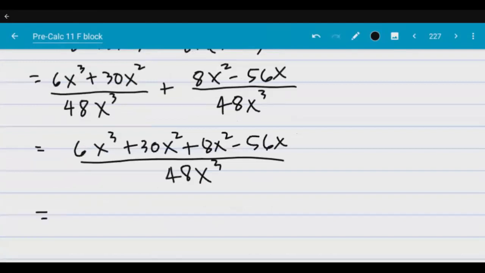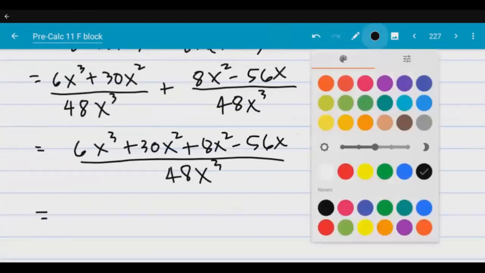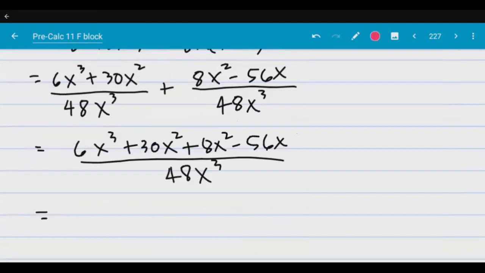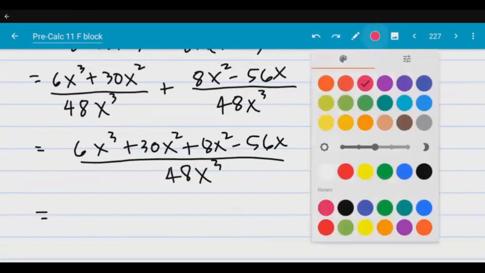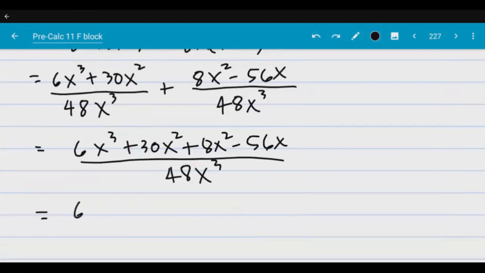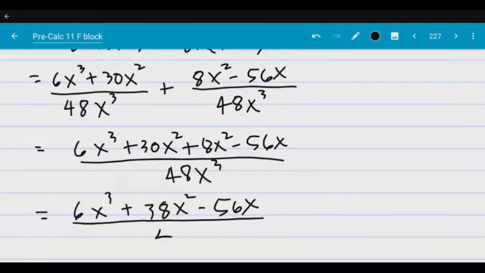Are there any common terms? Well, this 6x cubed remains the same. These two have squares, and I think those are the only two that would go together. 6x cubed plus 38x squared minus 56x all over 48x cubed.